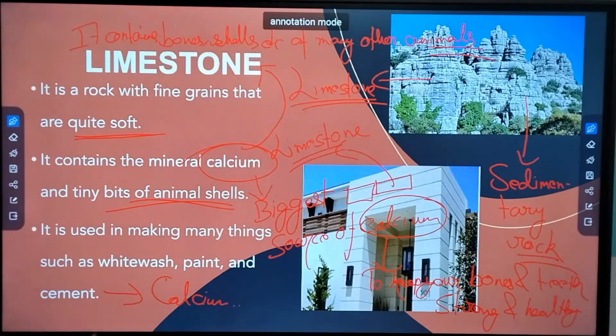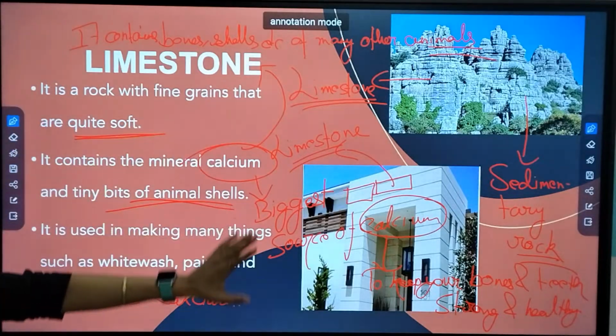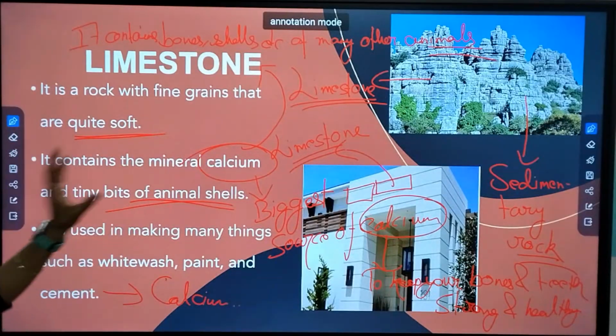Please do note down all the important points I have told you, because you will not find this extra information in any of your books. Okay?